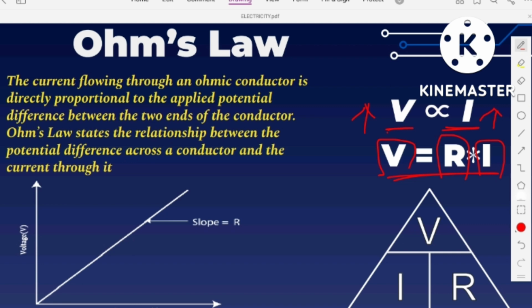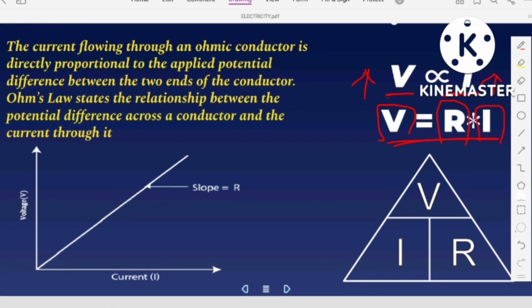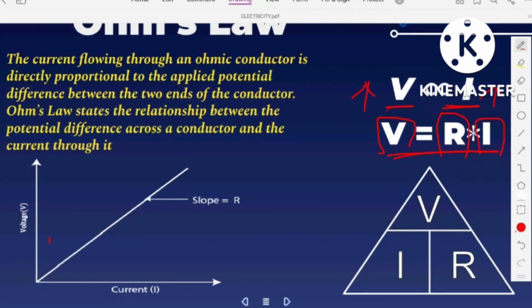We can see the voltage-current graph here. As you can see, as the voltage increases, the current increases too, and their ratio is a constant, the resistance, for a particular conductor. This triangle would help us to remember the relation between these three quantities. If you want to find V, you can multiply I and R. If you want to find I, you can divide V by R. And if you want to find R, you can divide V by I.